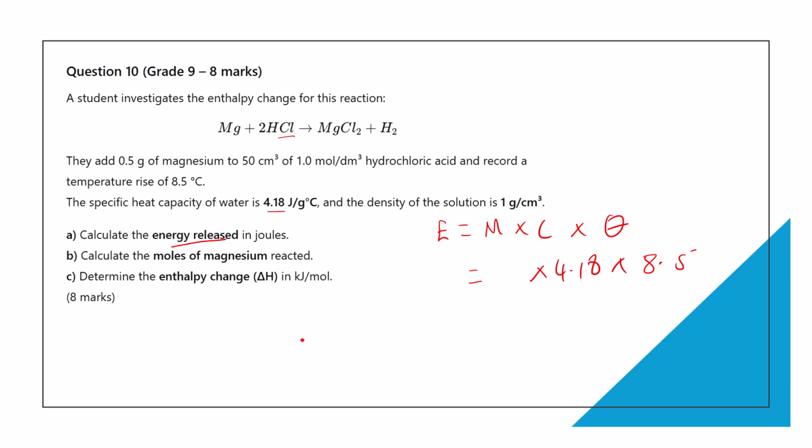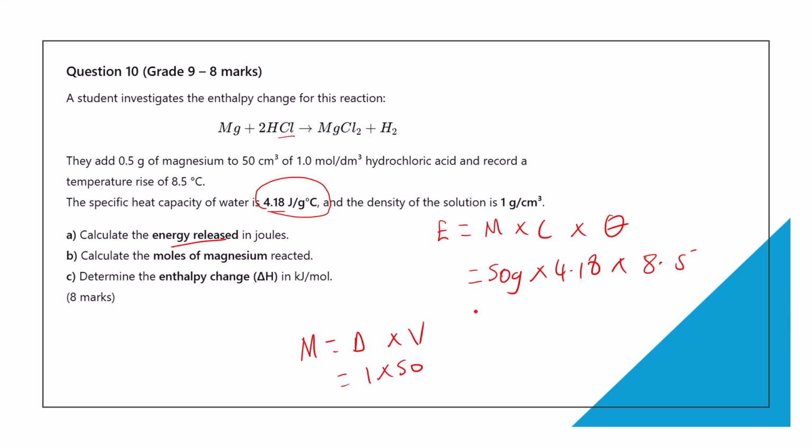Now, how do you work out the mass? Mass is density times volume, isn't it? Of the solution, not of magnesium, because the solution is made of so many things: magnesium, HCl, water, and so on. So we're going to need to do the density, which is 1, times the volume, which is 50, and the mass is going to be 50 grams. This is in grams. Now, I should have changed the mass into kilograms, but I'm going to keep it in grams because the specific heat capacity is in terms of grams. So it's okay if the mass is in grams as well. If this was in kilograms, I would have changed this to kilograms.